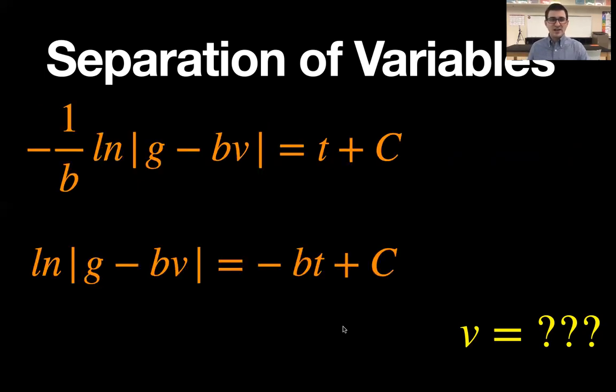So from here, I can multiply both sides by negative b. And again, if I multiply c by negative b, since negative b is a constant and c is a number that I don't know yet, I can just leave it as c. So we get negative b times t plus c. And then over here, I have all my natural log stuff.